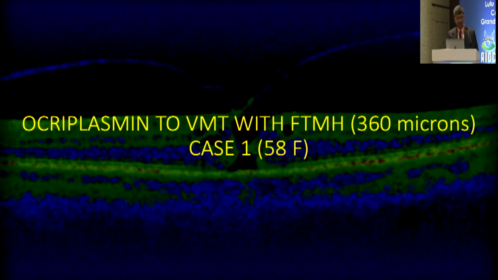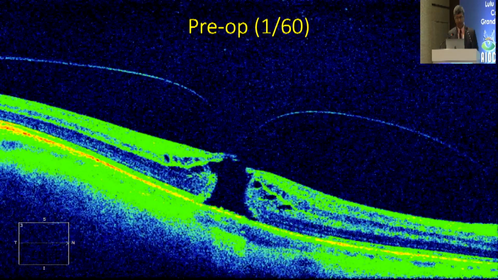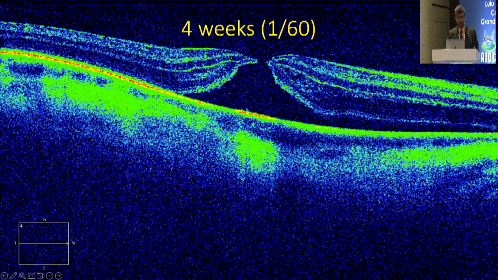The first case is a 58-year-old lady with a macular hole sized 360 microns. At the preoperative stage, you can see the OCT with the VMT tugging on that, leading to a macular hole. The visual acuity was 1/60. Ocriplasmin was injected, and within 4 weeks, we had good resolution of the traction, but the lips were still wide apart. Visual acuity was still 1/60, but there was a huge amount of subretinal fluid.